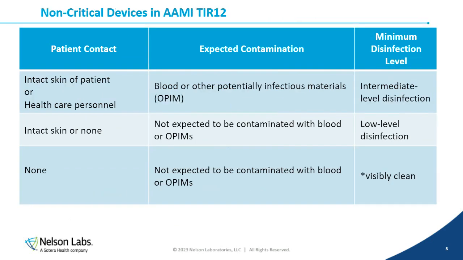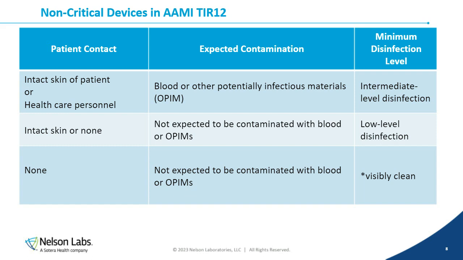So as you noticed, for non-critical devices, it has two disinfection levels that you can choose from. You can either have a low-level disinfection or an intermediate level disinfection, and you may be asking yourself, well, how do I know what level of disinfection my device needs? The guidance document, AAMI TIR12, which was just recently updated in 2020, well, about 3 years ago, gives some pretty great guidance on how to know when to do a low level or an intermediate level disinfection, which I've kind of broken down into this table here.